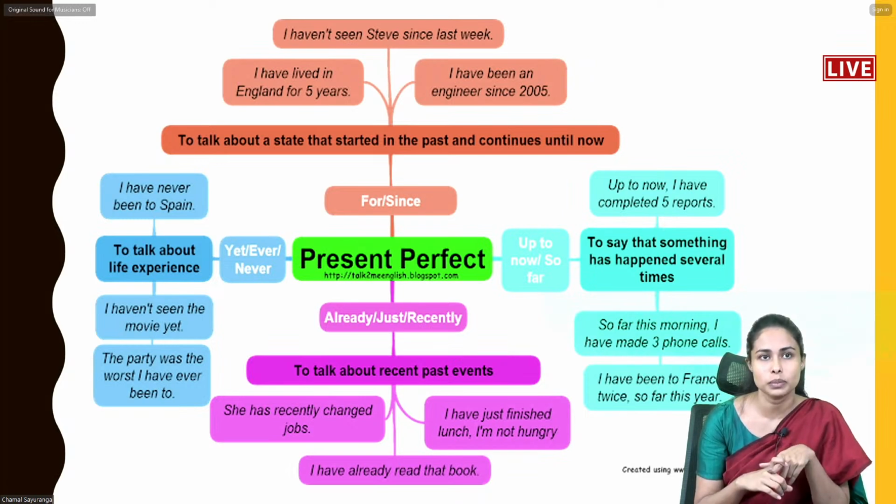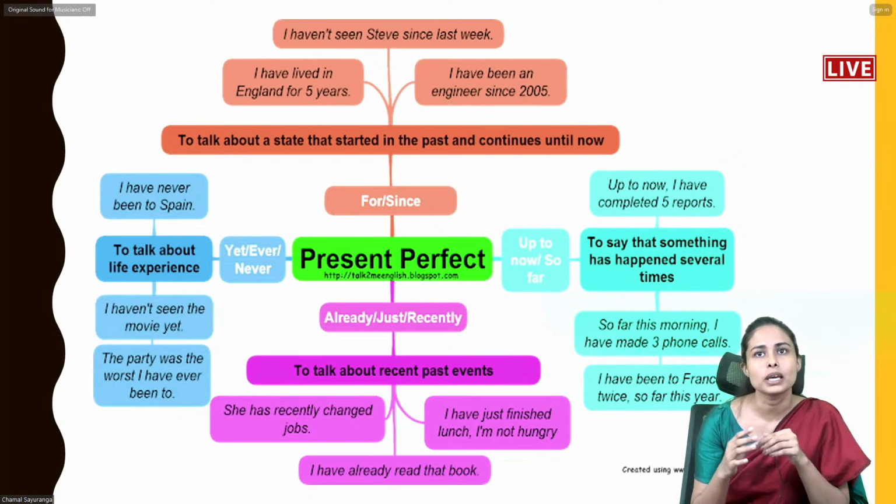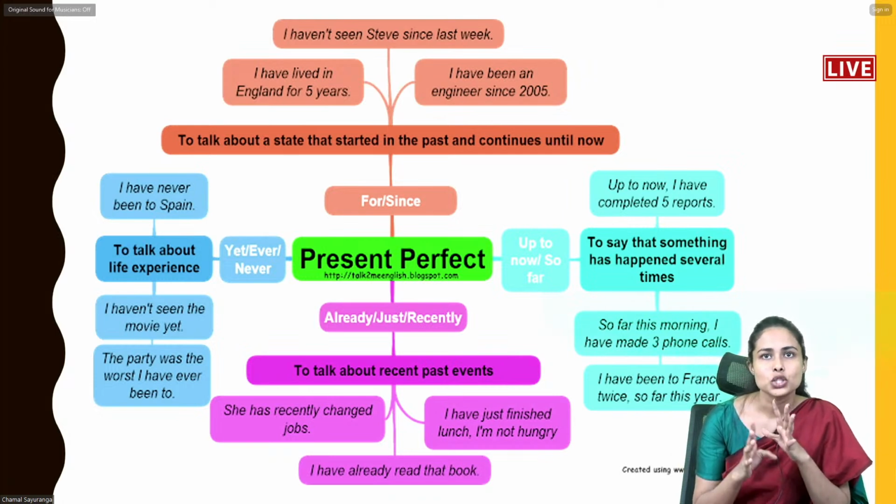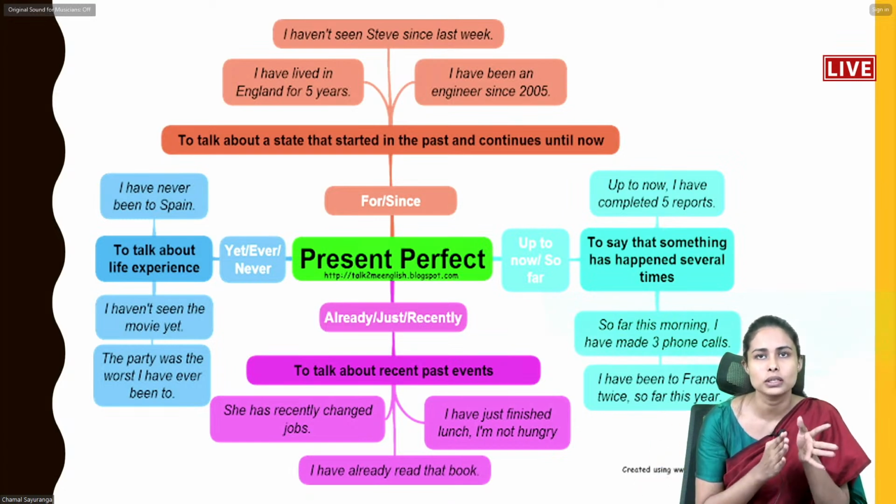We can use present perfect tense to talk about recent past events. Do you know that if you have just finished something, we can say it in present perfect tense? For example, she has recently joined jobs. That means recently she has joined her job. I have just finished lunch, I am not hungry.